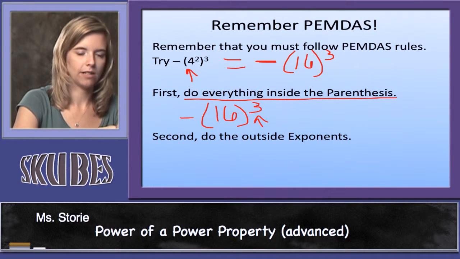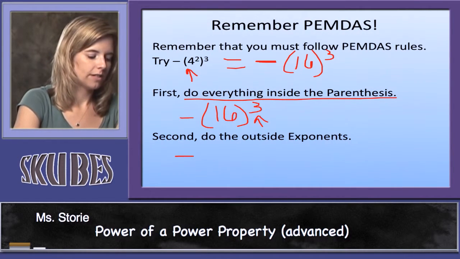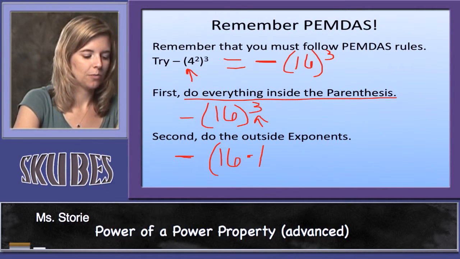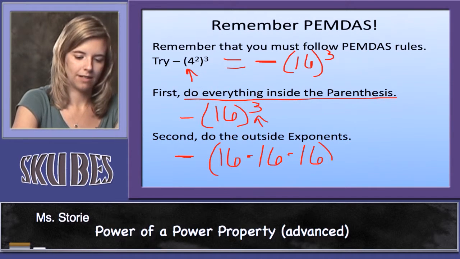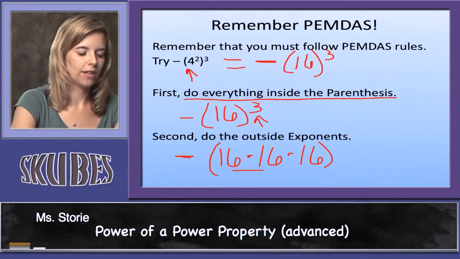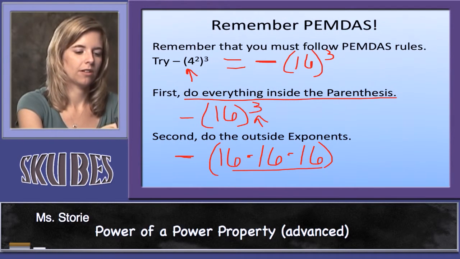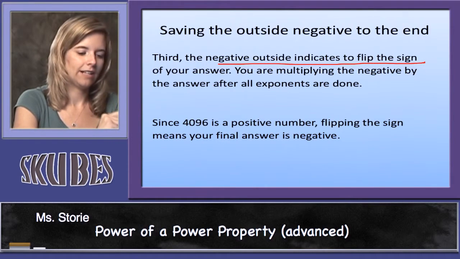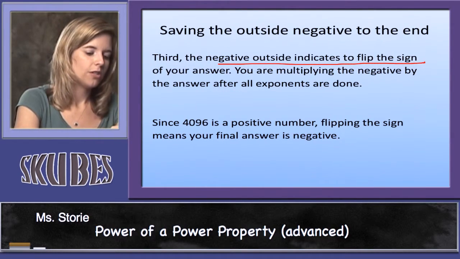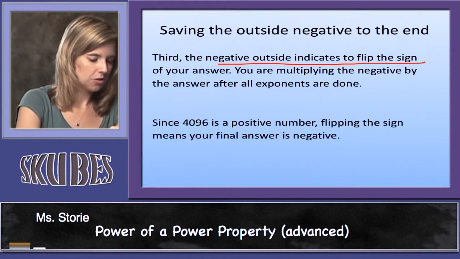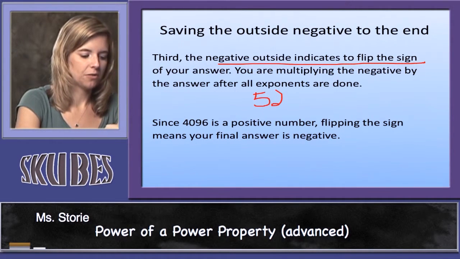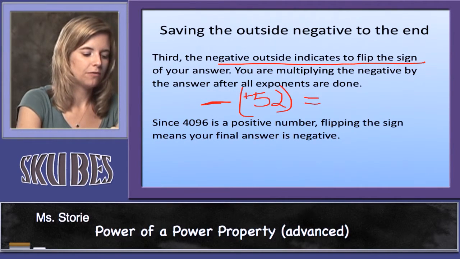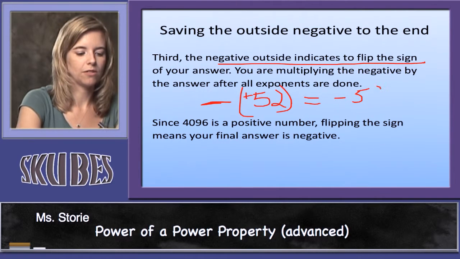Now we're going to deal with that outside exponent, which really means we're going to take negative, leave it on the outside, 16 to the third power, so it's 16 times 16 times 16. Once you get your final answer, then you deal with that negative. So let's take a look. That negative outside indicates that you flipped the sign of your answer. So if you have a positive answer, let's say your answer is 52, and it's got a negative sitting outside, that means that the positive 52 switches signs to a negative 52.